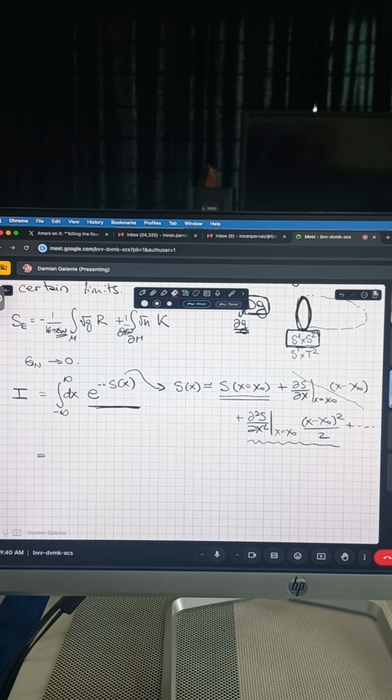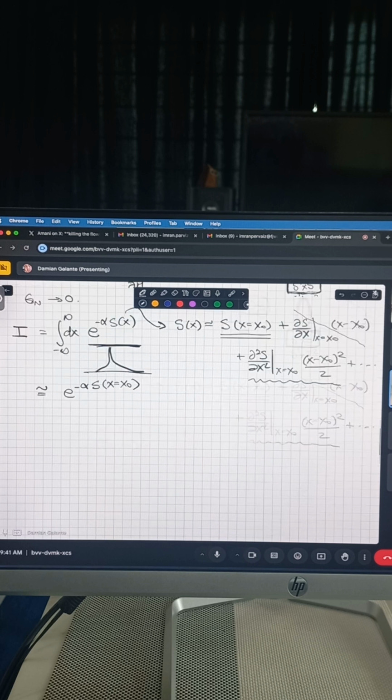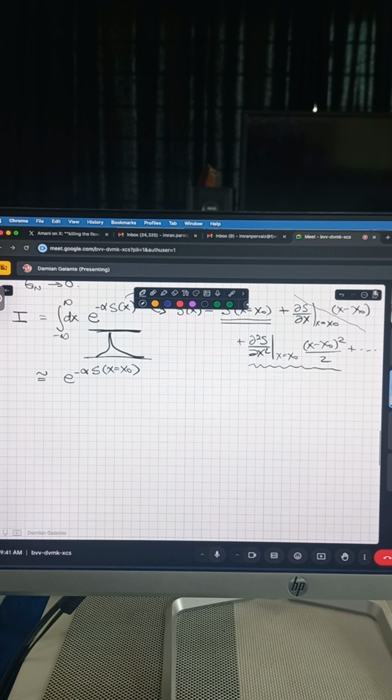particularly if we have a parameter alpha here that gets very, very large, this function becomes very, very peaked around some value. And in the limit of this alpha being very large, we can approximate this by basically e to the minus alpha S at x equals x naught. This is very sketchy, and I will wait for Tibra to do his part on this later.